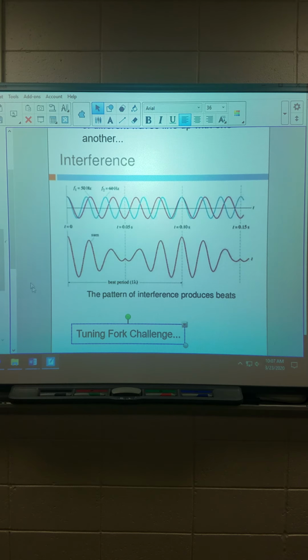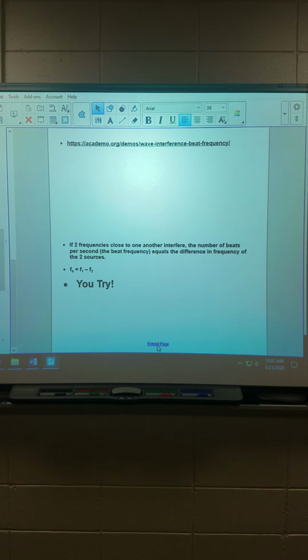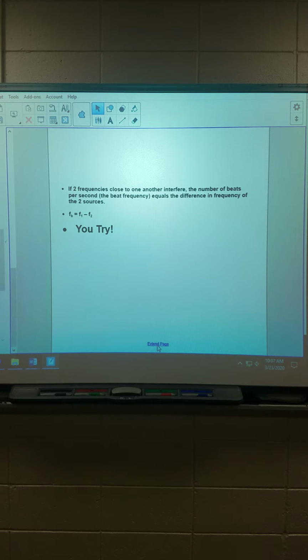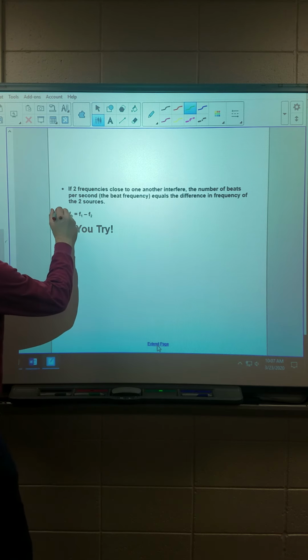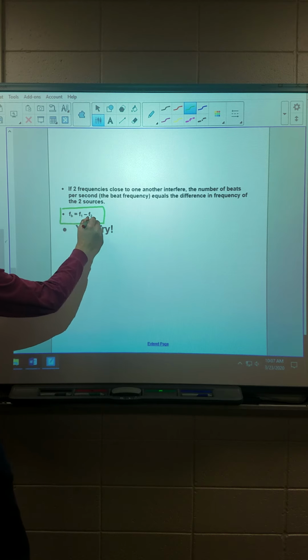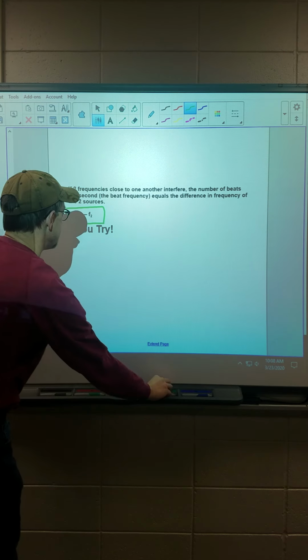The way to calculate that is fairly straightforward. All you have to do is the frequency of the beat is going to equal the difference between those frequencies. So if I'm off by 10 hertz on my frequencies, I'm going to hear 10 beats per second. So that's one idea today.